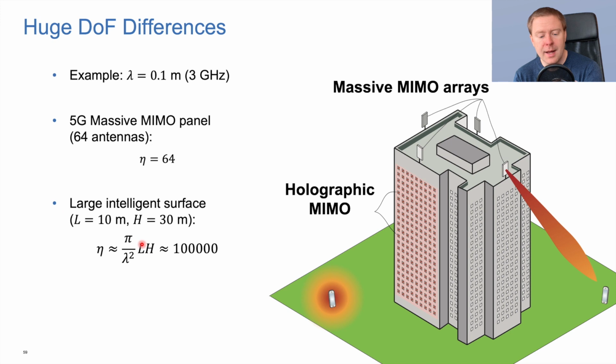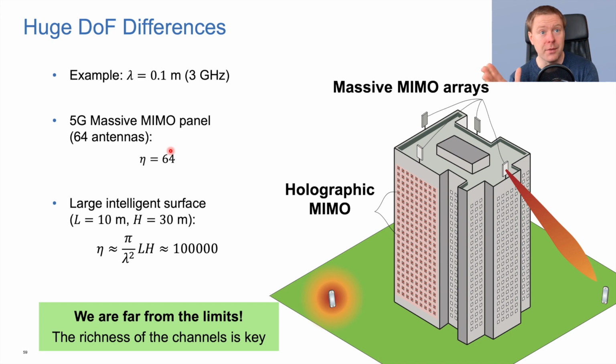We put it in here, we get L times H, so that's 300. Then we multiply with lambda, with pi, and then we divide with lambda square, which is 0.1 in this case. Well, in this case, we will get approximately 100,000. So there is a huge difference between 100,000 and 64. So we are very far from these limits.